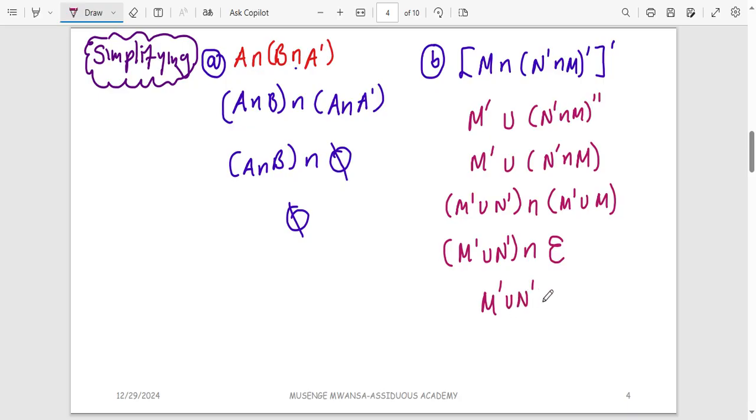If you want, you can also say this is the same as using De Morgan's law. If you remove the complement outside, this becomes M intersection N with a complement outside. Remember, when you distribute the complement, the sign changes from intersection to union. So these two are the same, so you can write any one of them. You have simplified. Does this make sense?